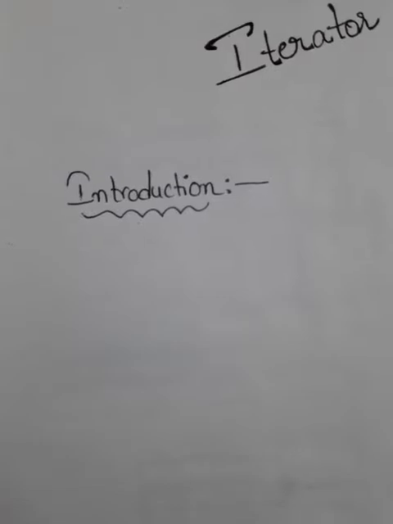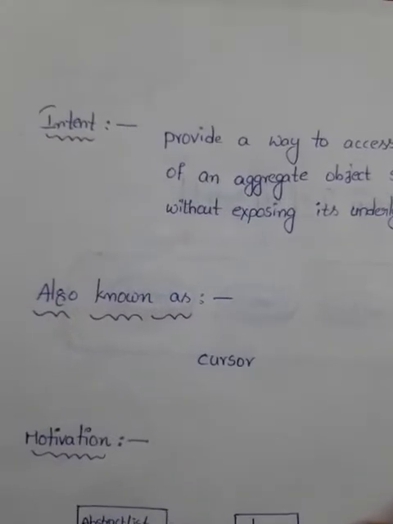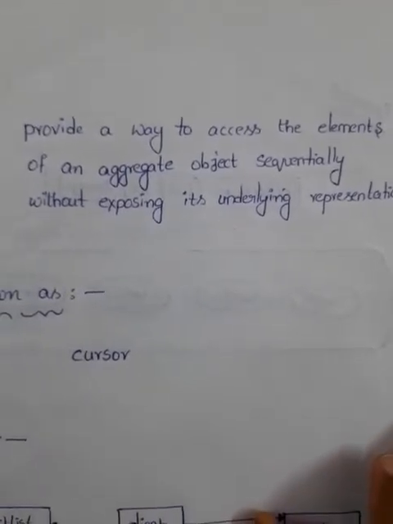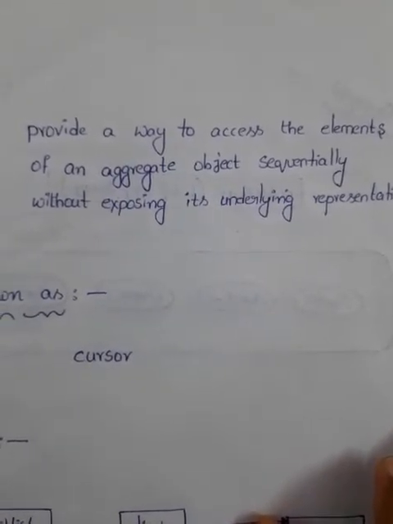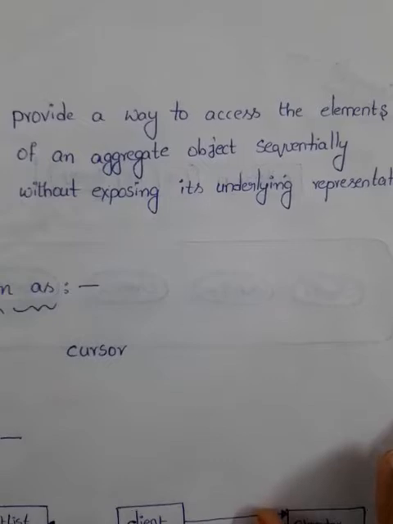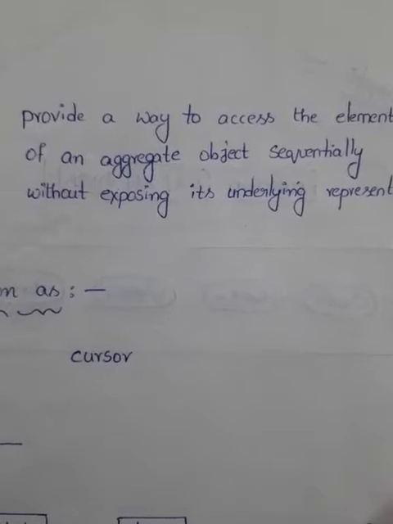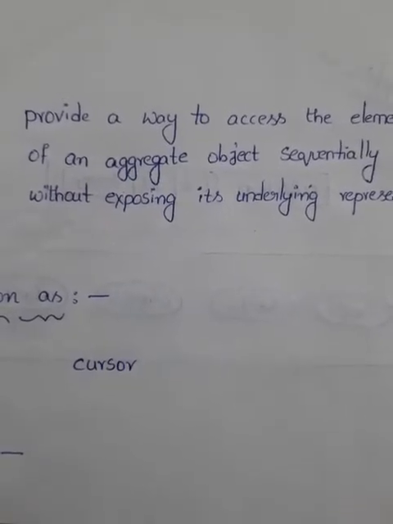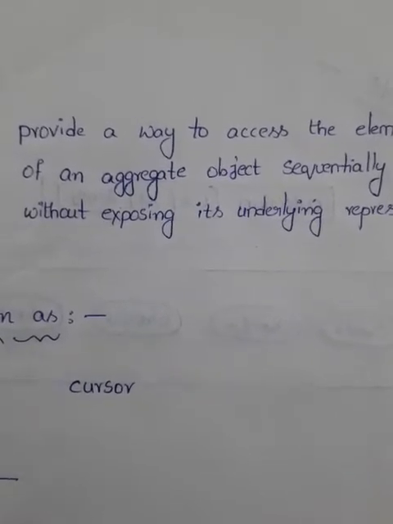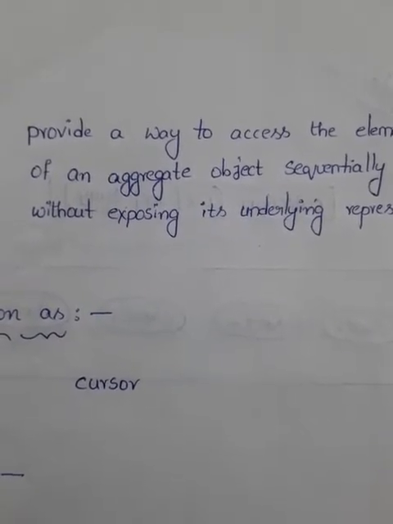Let us see the intent of the iterator pattern. The intent of the iterator pattern is providing a way to access the elements of an aggregate object sequentially without exposing its underlying representation. That means you have a custom collection which is a complex object, and you don't want to expose the internals of the complex object, and at the same time you want to provide a way to iterate on that object sequentially.